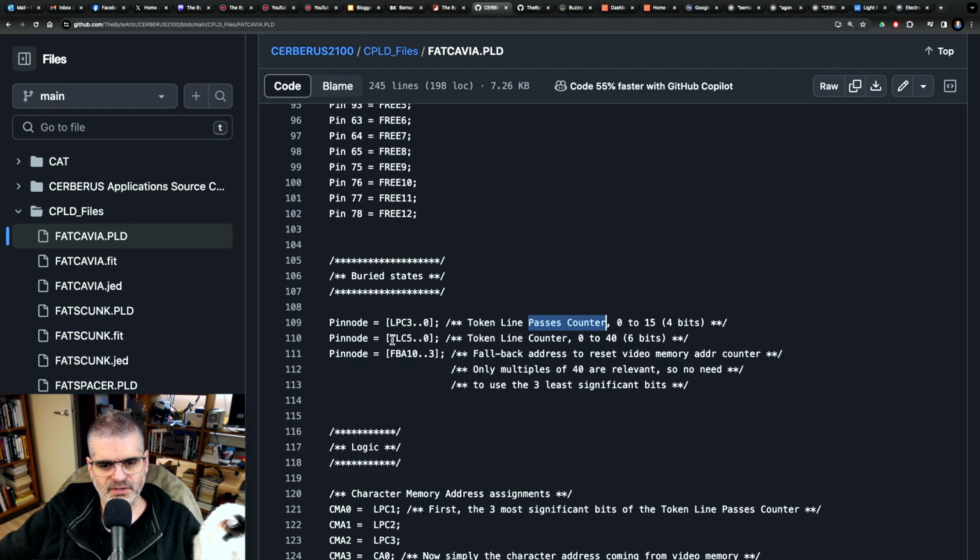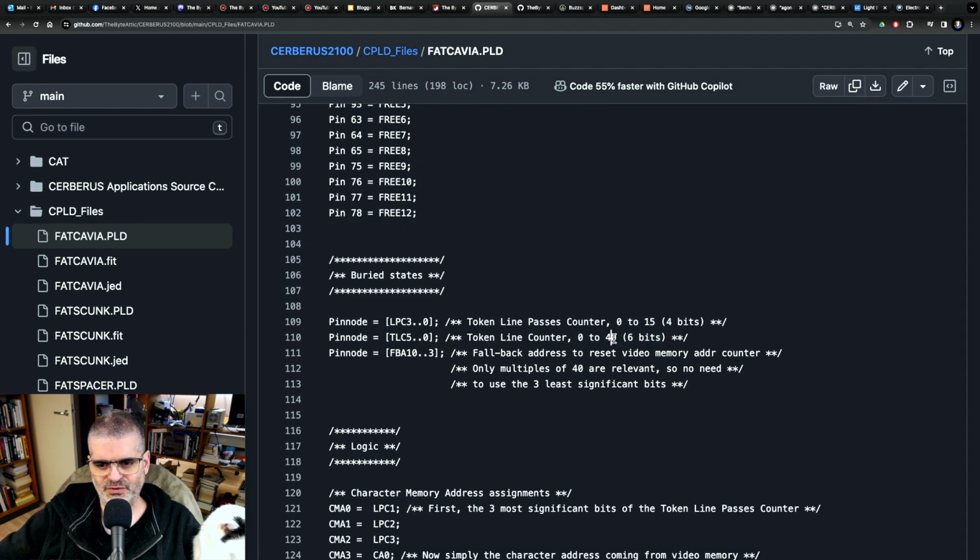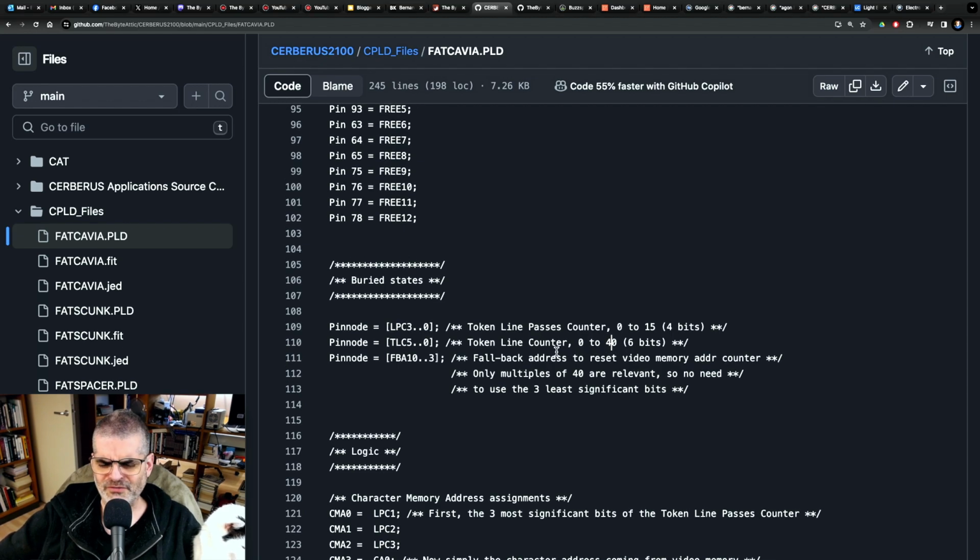Now, the same thing for TLC, but now 6 bits. That's the token line counter. So not the passes counter. Here I'm counting the tokens or the characters in the line. And there are 40 of them. So I need 6 bits to do that. It's actually 0 to 39 to count to 40. I should change this. But now everybody will understand what is meant here.